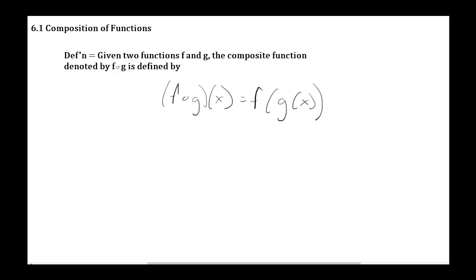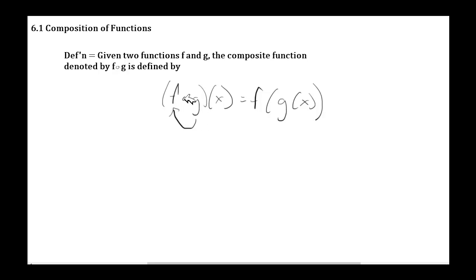Okay, hello everybody. We're going to look at composition of functions. So the definition. Given two functions f and g, the composite function denoted by f little o of g is defined by f little o of g equals f of g of x. So here what you're doing is you're taking one function and putting it into the other. It's always in this order.